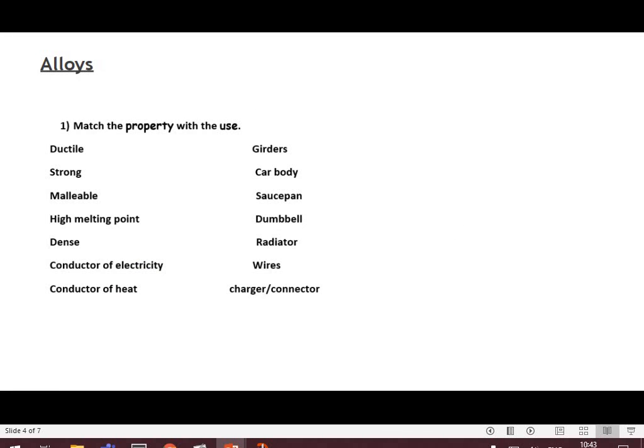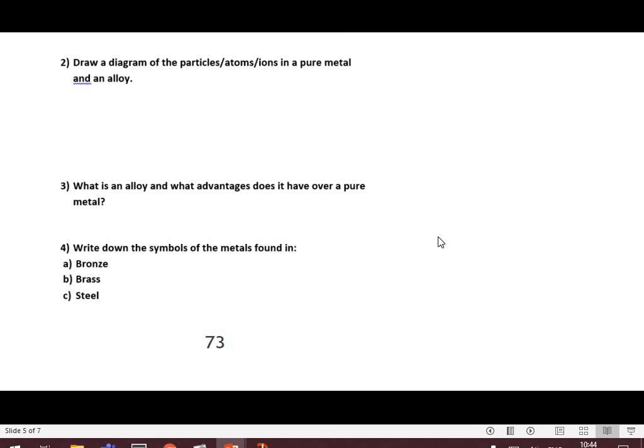And I want you to go through your book and answer the questions on these pages. So you match the property to the use, you link those up, and then it asks you several questions, but the answers are in the Information on Alloys PowerPoint.